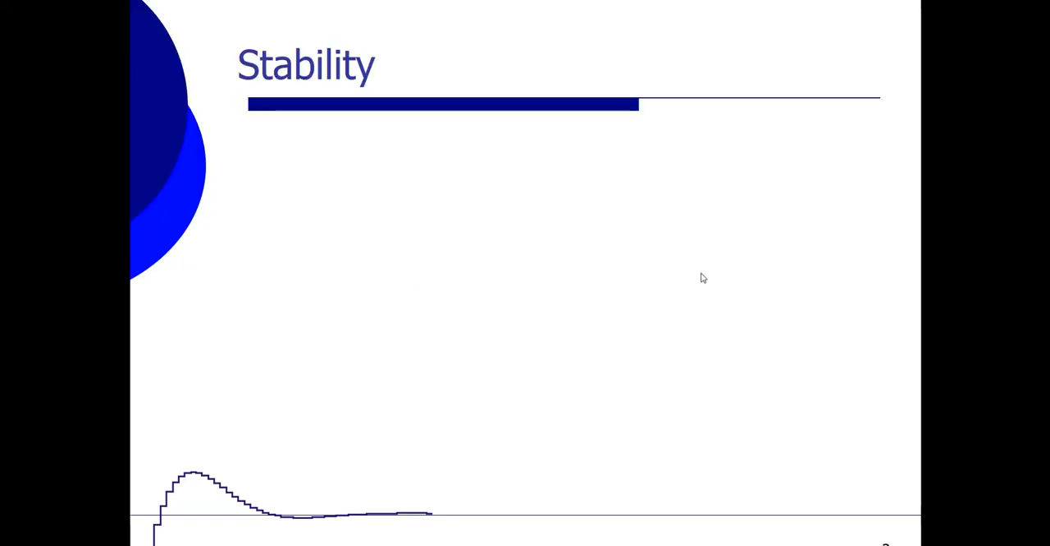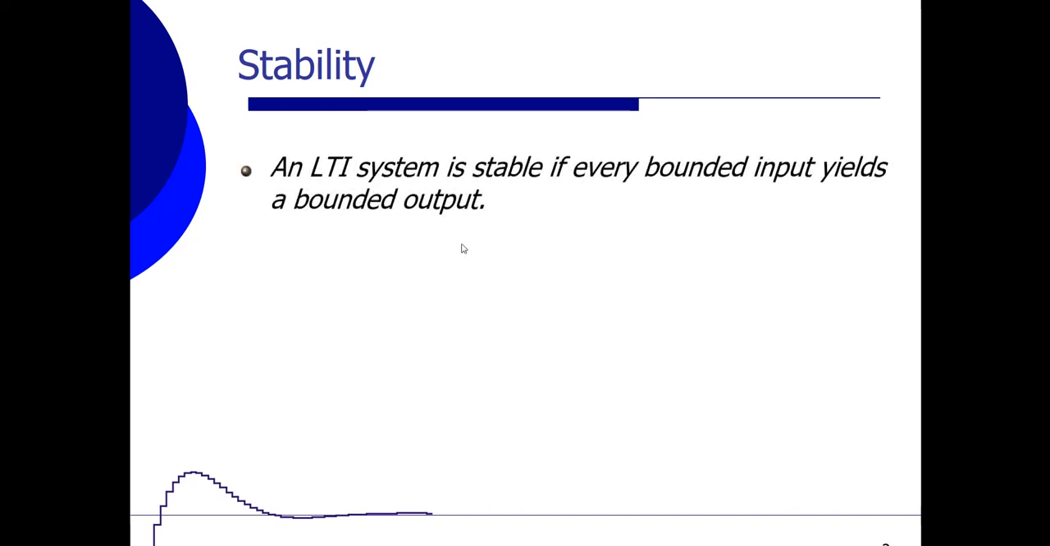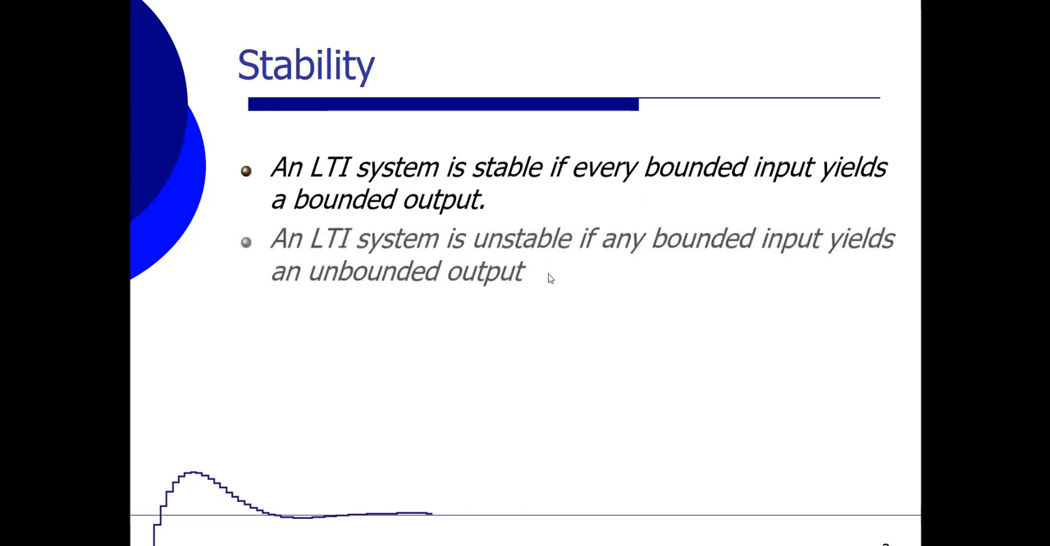Well, stability. What is the definition of stability? We can say that an LTI system, a linear time invariant system, is stable if every bounded input yields a bounded output. That means that an LTI system is unstable if any bounded input yields an unbounded output.